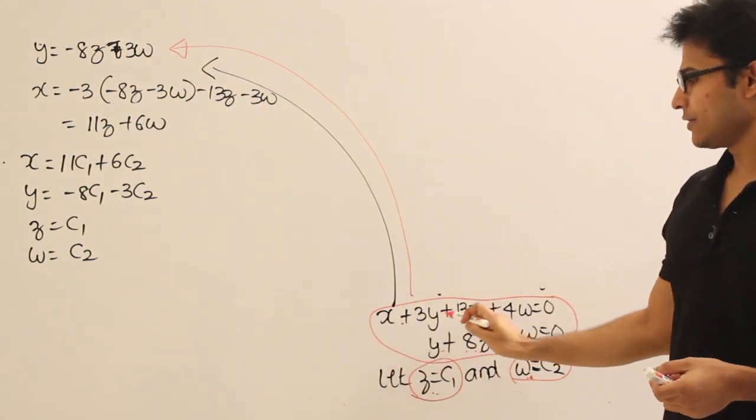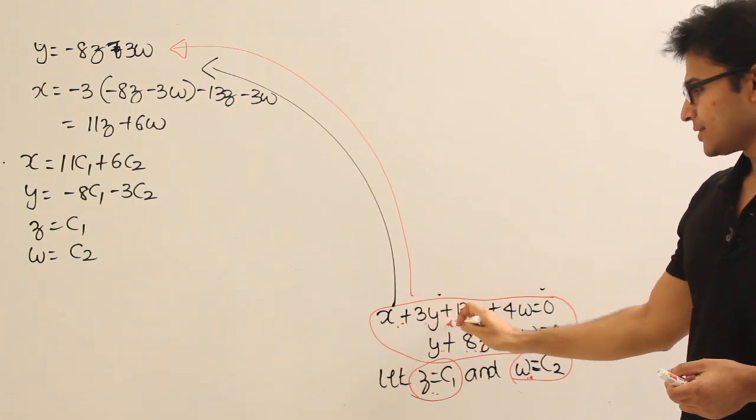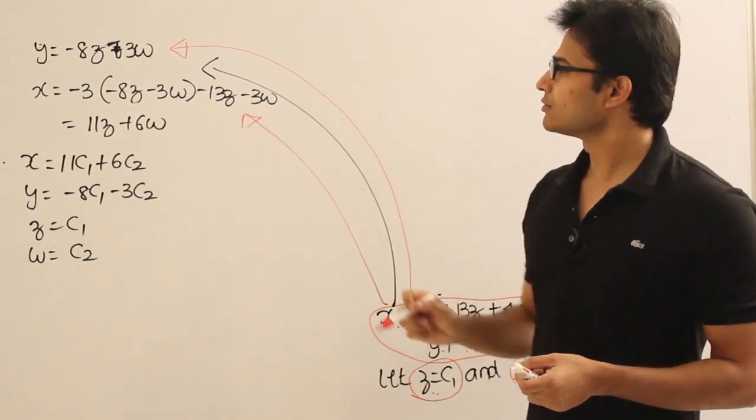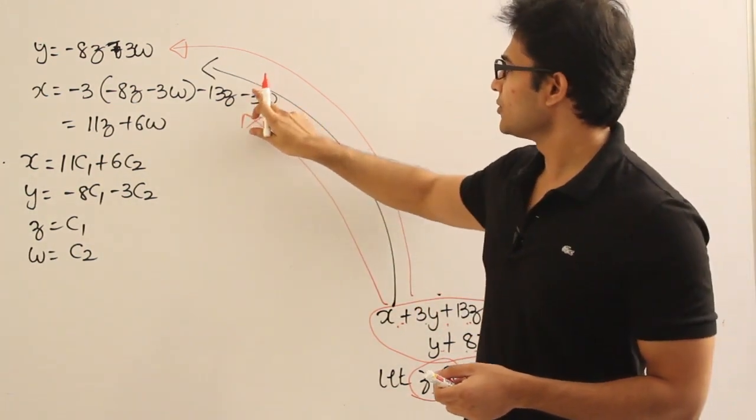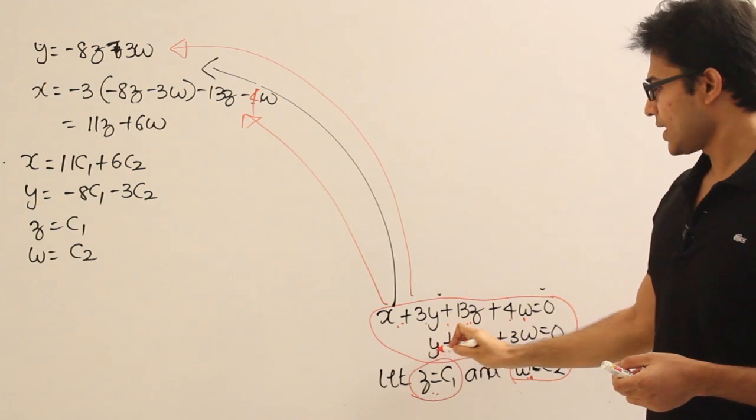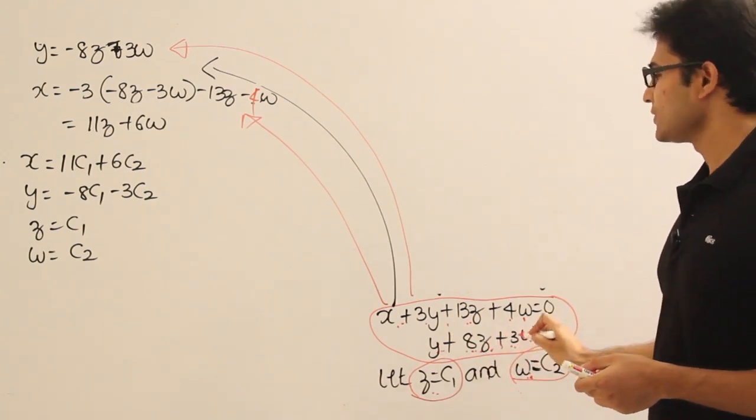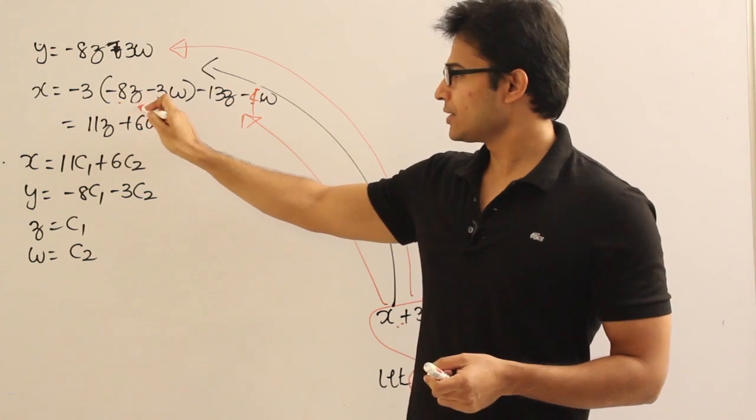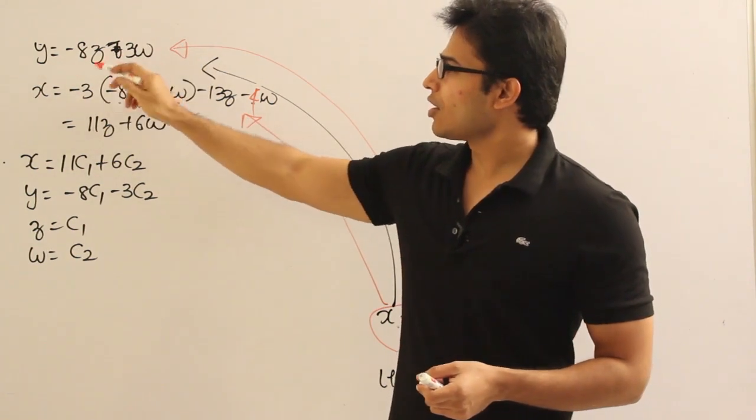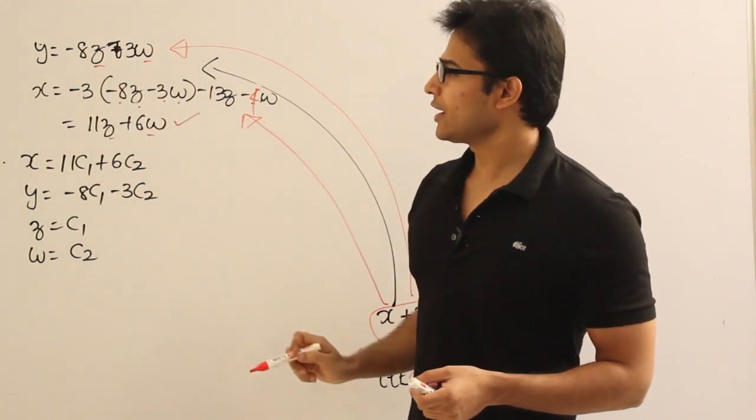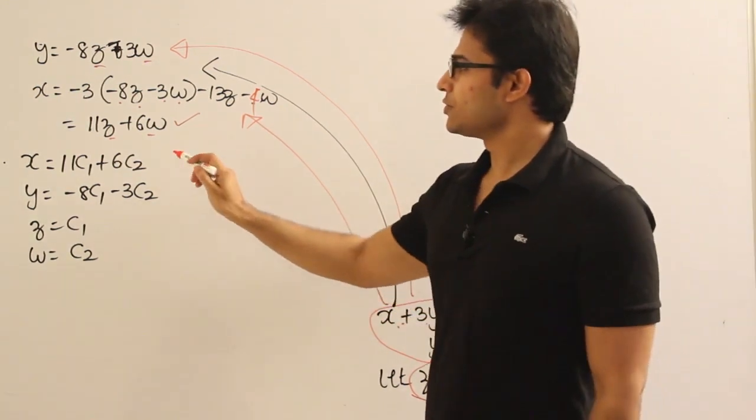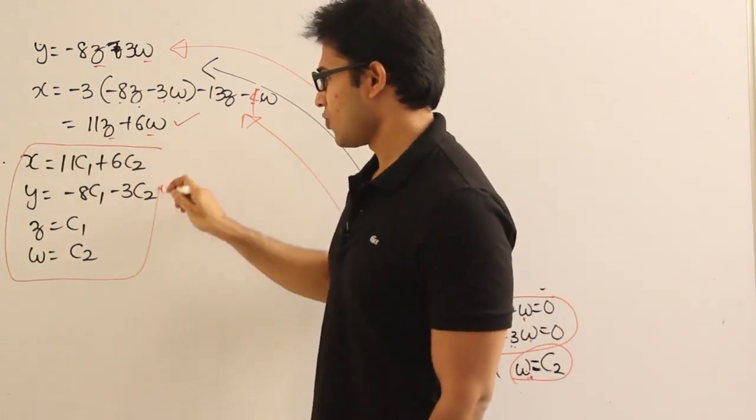And from this equation I can write x equal to minus 3y minus 13z minus 4w. Then in place of y I am substituting minus 8z minus 3w. Then I got this, which means both x and y are written in terms of w and z, and we already know that w and z are equal to c1 and c2. So I am going to substitute here. Finally I got this. So what does it mean?